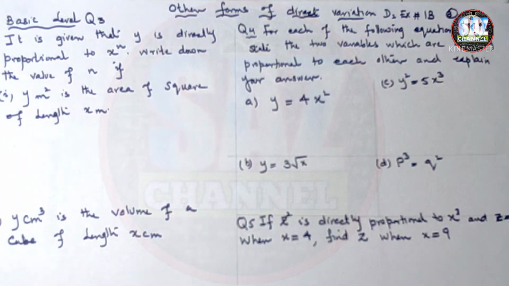This is my third lesson of D2, chapter number 1, exercise 1B, that is about the direct variations. Students, in this class we will be discussing basic level question number 3, 4 and 5. Let's read the question first.